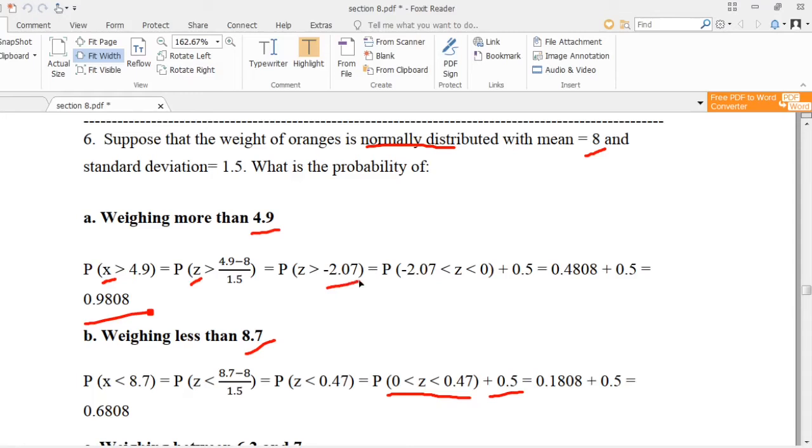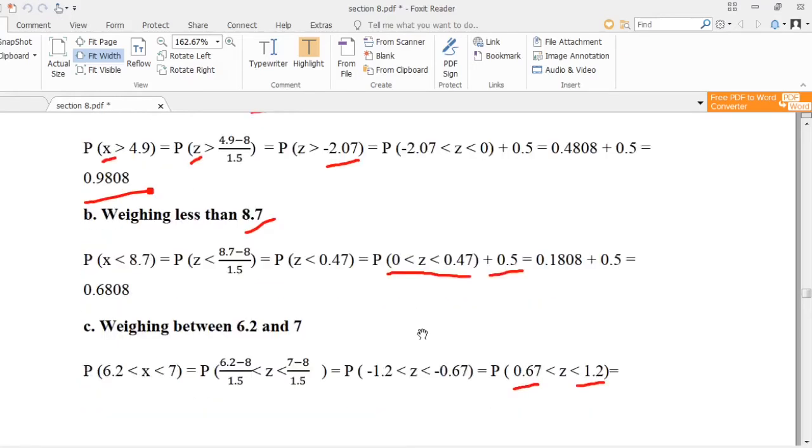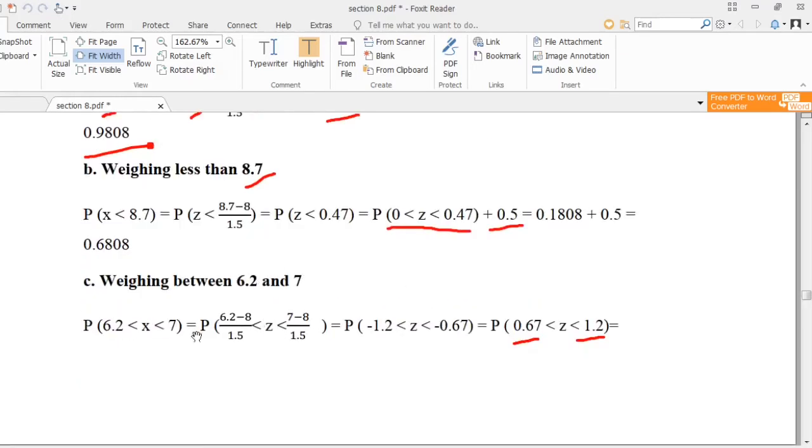Then simply you get it from the table, and bigger means that it's a negative value. From the negative till the 0, you have the area, and you add half because you need the rest of the plotting. So you get this value. For weighing less than 8.7, I have x less than 8.7, and you convert, and then you get it easily. Between, the same concept, you just make the conversion.